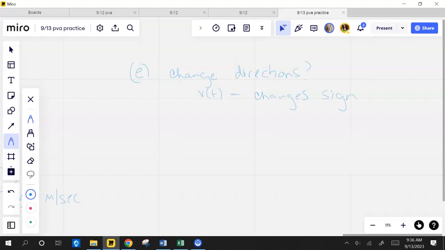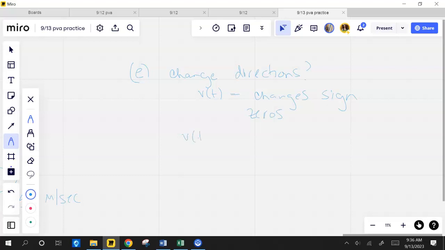Changes sign. And that can only happen at zeros, but be very careful because it may not happen at every zero. Just because it's a zero doesn't mean it changes signs. Remember that multiplicity, it could hit the axis and bounce, or it could go straight through. If it goes straight through, that's when I have a change of direction. But if it bounces, I don't. So let's look at it.